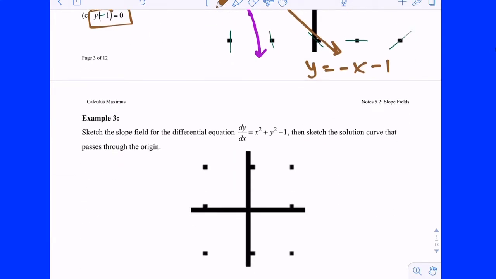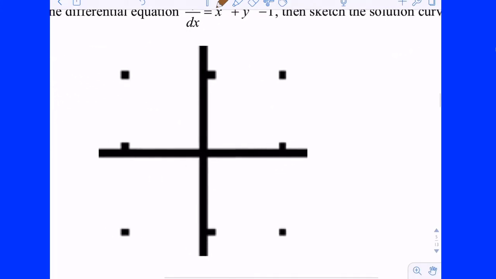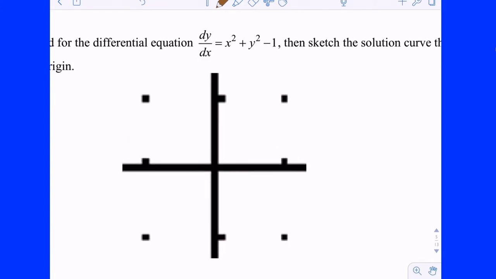All right, example 3. Sketch the slope field for the differential equation, then sketch the solution curve that passes through the origin. The indicated points here, we just have 9 points. And you're not going to have to do it for an unfathomable number of points. Because if you can do it for 9, maybe 12, you could do it for many, many more. Again, it gets hard to draw differences between slopes.